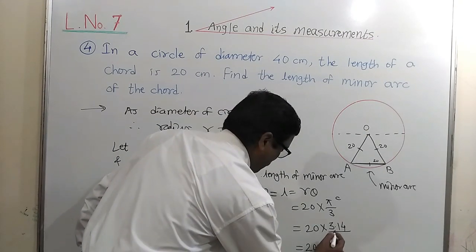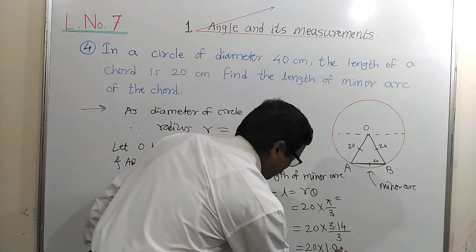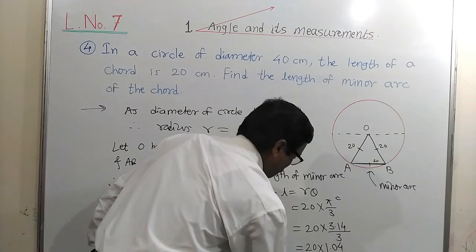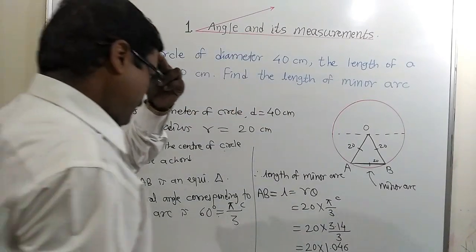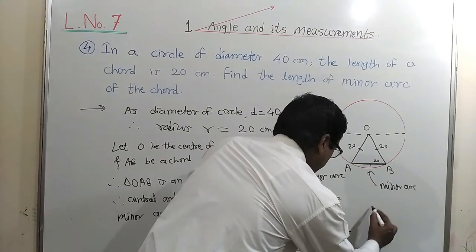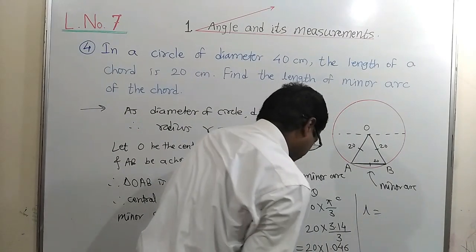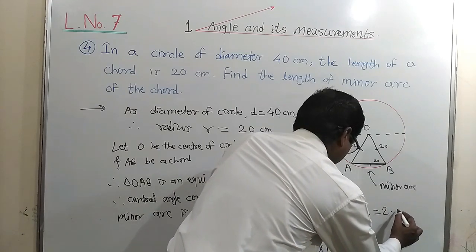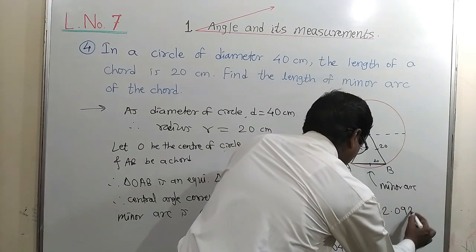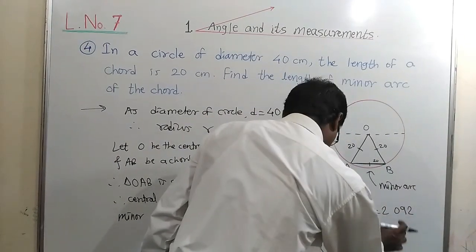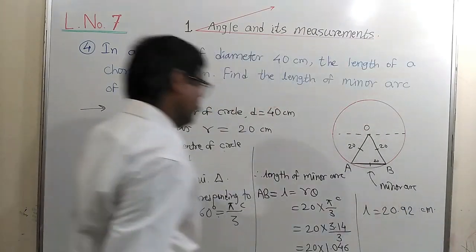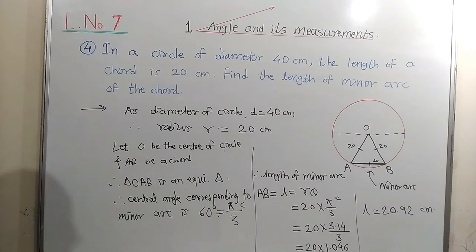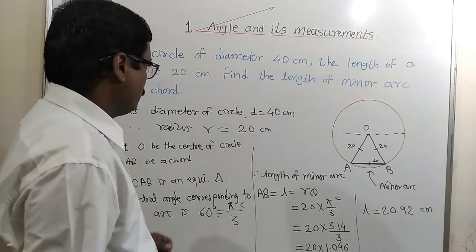So it is equal to 20 into, 3 ones are 3, 3 zeros, 3 fours are 12, remains 2 0, 3 6 are 18. So it is 1.046. Its double will be, and so L is equal to 2.092. Sorry, 20.92 centimeter. So the length of arc, minor arc, will be 20.92 centimeter.